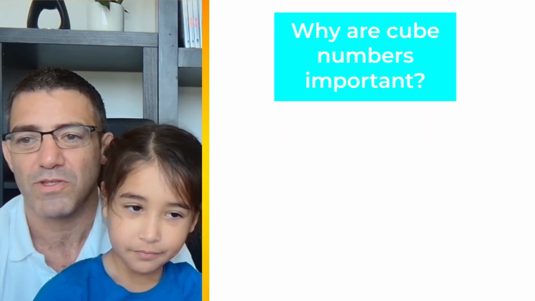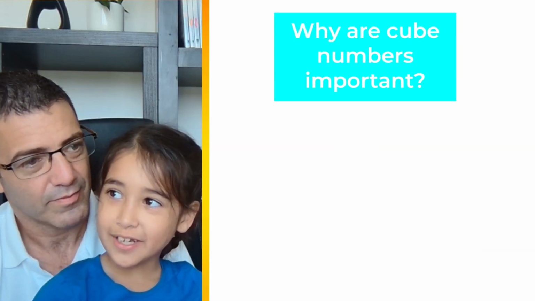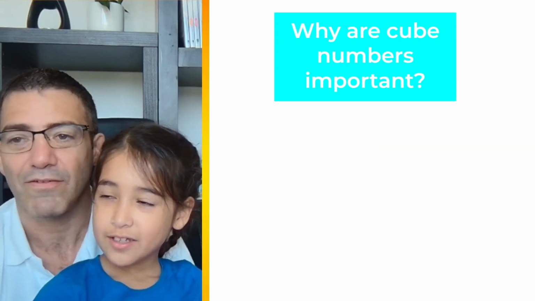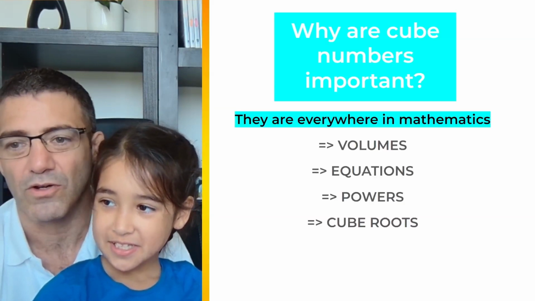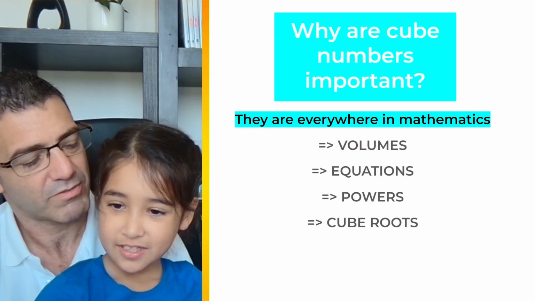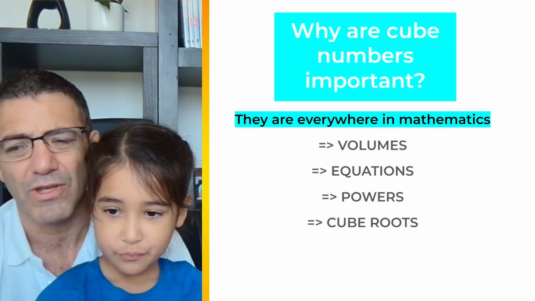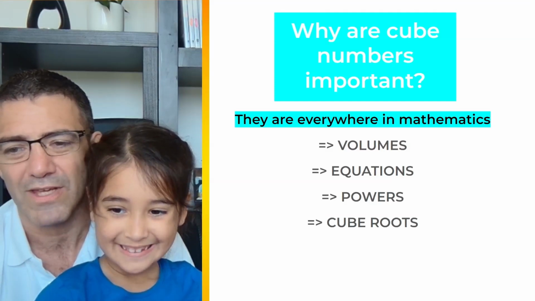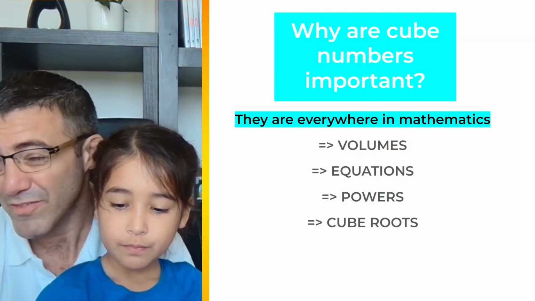So why are cube numbers important? Do you know? Because of volume and... Volume. Yeah, volume. And cube roots. Cube roots. Very good. Yes. So volumes, equations, powers, so exponents, cube roots. So powers is like when you have 5 to the power 2, which means 5 times 5, or 5 to the power 5. It'd be nice to know what 5 times 5 times 5 is.